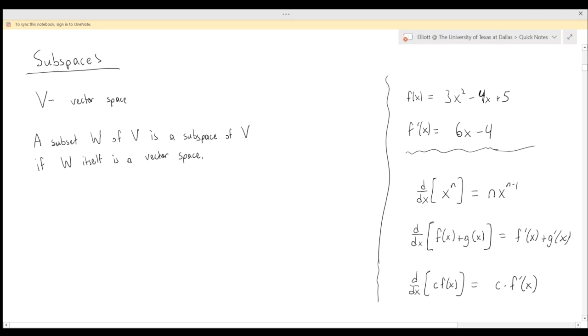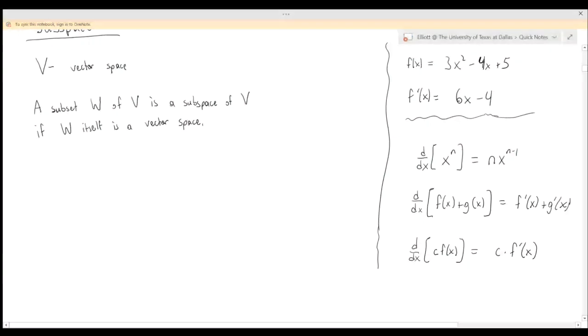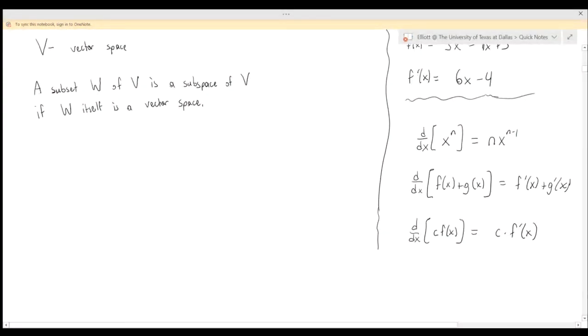Okay, so that's kind of intuitive, perhaps. So a subspace is just a vector space which is inside of another vector space. But in order to check whether a subset is a subspace, there are two conditions that you need to check.